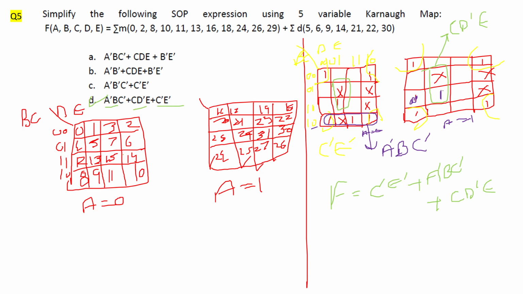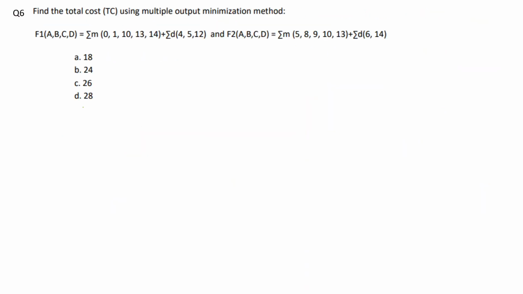Now going forward to question number 6. This is find the total cost using multiple output optimization method. F is equal to this and F1 is equal to this, F2 is equal to this. So we will first draw the K map of F1, and here we have to use multiple output minimization method. So we will just try to find whatever terms that can be shared. So those shared terms will have to be written, and then we can proceed with our calculations.